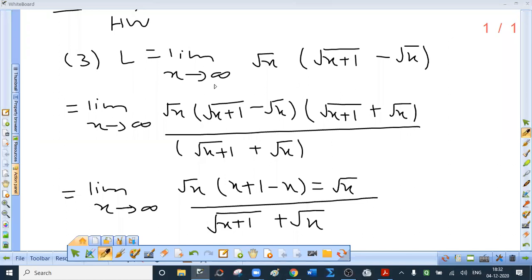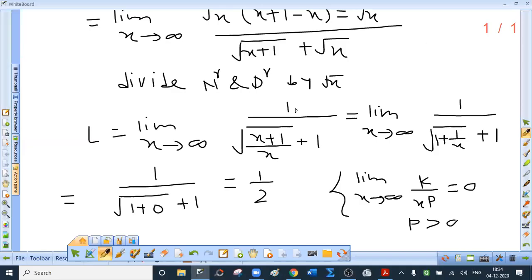So let L be the limit, third one: limit as x extends to infinity of root x into (root of x plus 1 minus root x). Multiply numerator and denominator by root of x plus 1 plus root x. So this is root x into (x plus 1 minus x), that is simply root x into 1, that is root x, denominator as it is. Now the working rule is simple. Highest degree term in the denominator is x raised to half, that is root x. So divide numerator and denominator by root x.